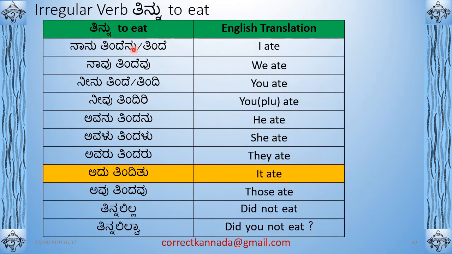Next, thinnu, to eat. So thinnu, if you apply the normal formula, it will become thinnidenu. Right? That's all wrong. You cannot apply the formula. So thinnu becomes thinda. So tindanu. Right? Nanu tinde. Navu tindevu, neenu tinde, neevu tindiri, avanu tinda, avalu tindalu, avaru tindaru, adu tindithu, right? Avu tindavu. Thinnalilla means did not eat. Thinnalilva, did you not eat? Did he not eat? All these are thinnalilva.